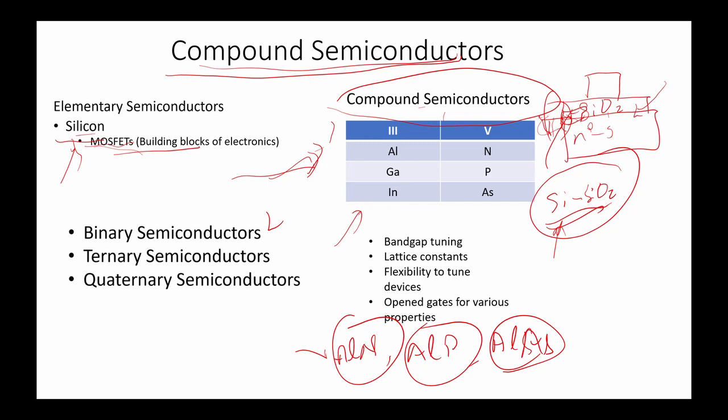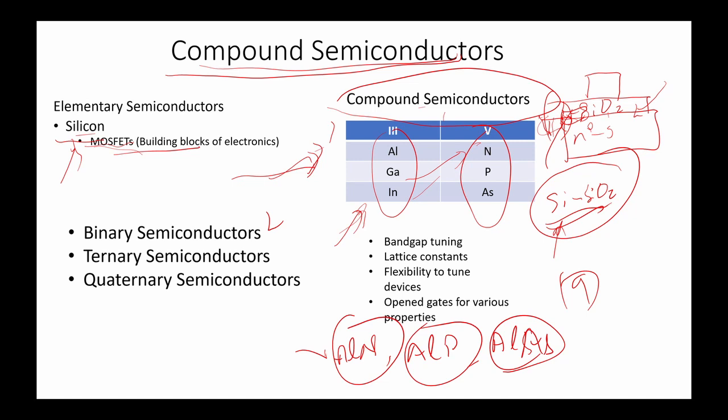So there is a combination of 3 and 3 from here, so there can be 9 compound semiconductors made from these 6 elements. So aluminum nitride, another one is gallium nitride, gallium phosphide, gallium arsenide, and then indium nitride, indium phosphide, and indium arsenide. These can be made from these 3 and 5 columns.